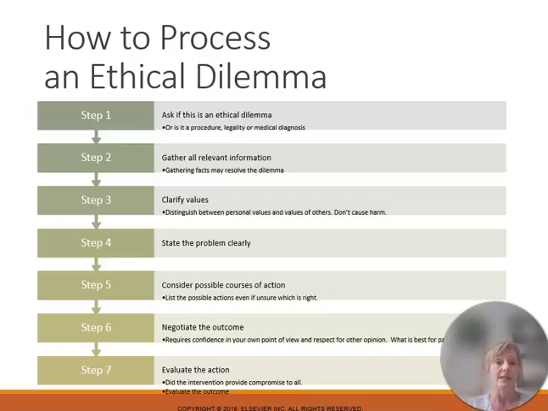And then we're going to gather all of our data. So we're going to gather everything about it, all the facts that go. And we're not bringing in our feelings right now. It's just facts. And then we're going to clarify values. So then everybody's going to get together, and we're going to distinguish, is this a personal value? Is it values of others? Or is it going to cause harm? And then we're going to state what the problem is, not using any of our own feelings. And then we're going to consider the course of action. So list the possible actions, even if we're unsure which one's right. So we're going to have all the actions that we could do.